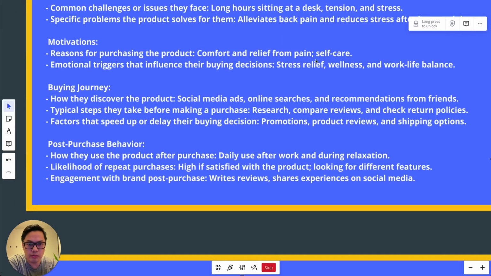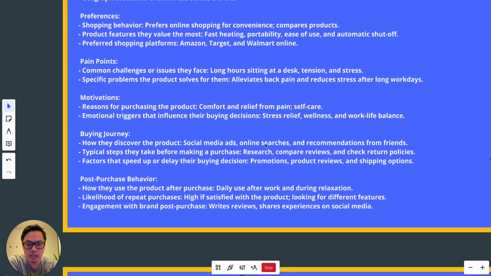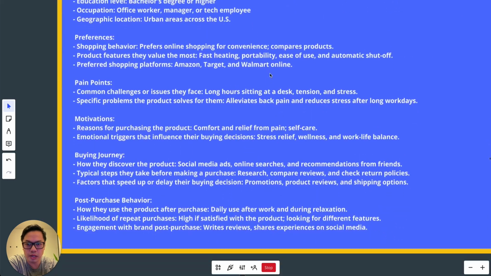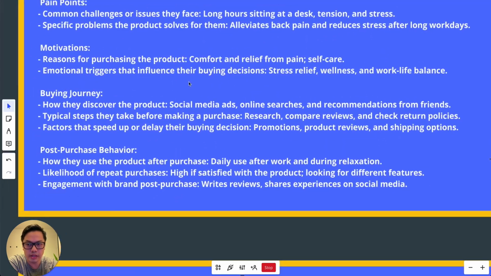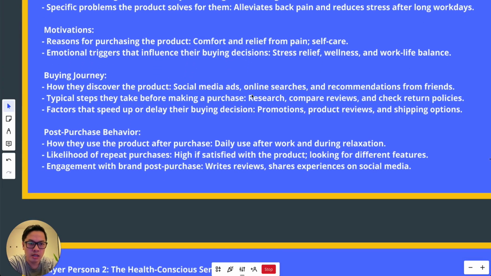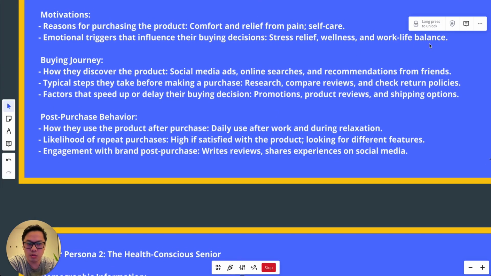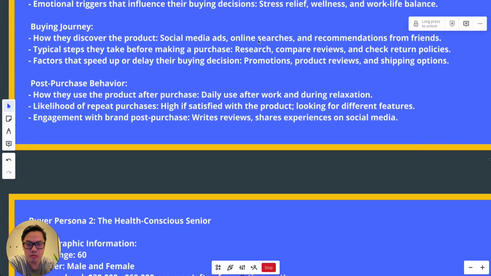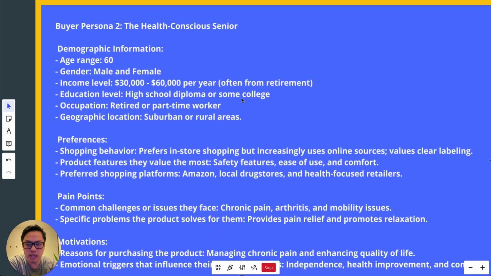So they want comfort and relief from pain, self-care. There's not much to do with actual money and the cost of it. They're not very price sensitive. They just want to resolve their comfort and pain. Stress relief, wellness, work-life balance. Okay, so nothing else there. Okay, let's go to the next buyer persona.